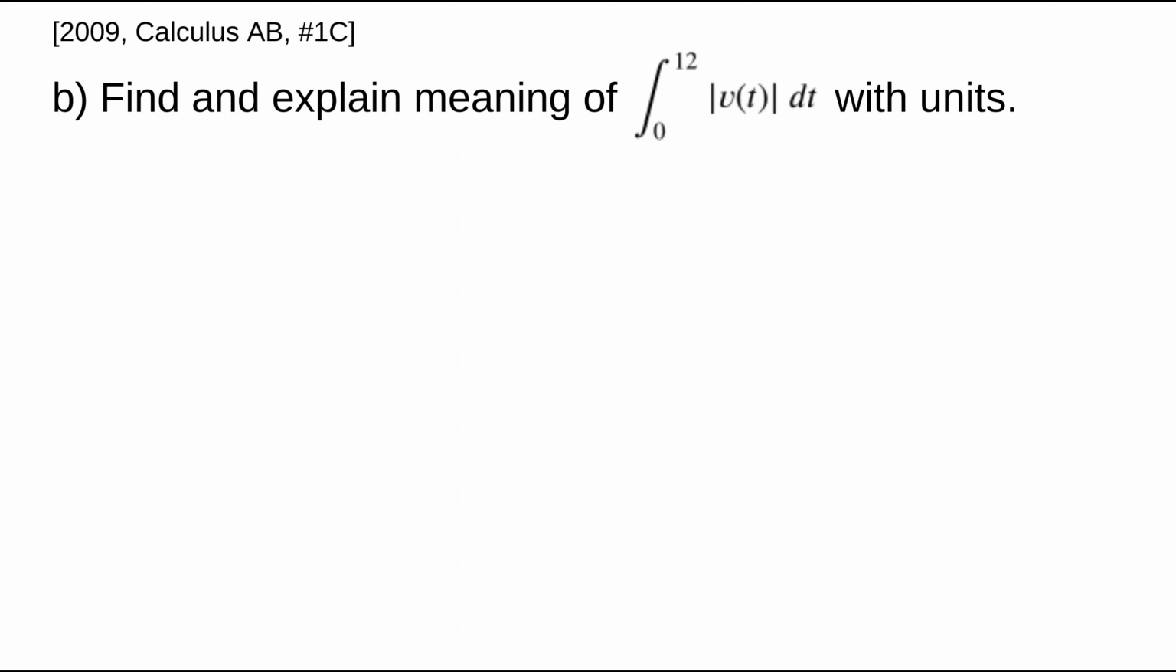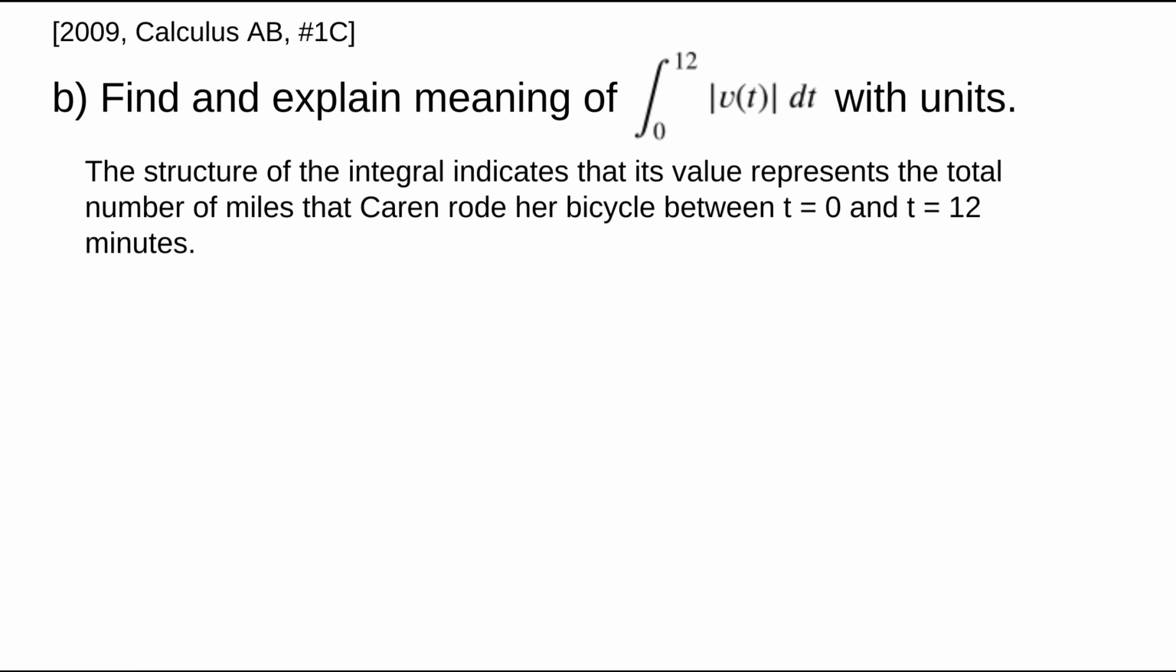In part B, we are asked to find and explain the meaning of the integral from 0 to 12 of the absolute value of v of t dt and to provide the units. If you've done particle motion problems before, hopefully you've encountered this structure of the integral. When we take the integral of the absolute value of a velocity function, what that will represent is the total distance traveled in this case by Karen during the minutes t equals 0 to t equals 12. So the meaning would just be the total distance that Karen rode her bicycle during that time period.